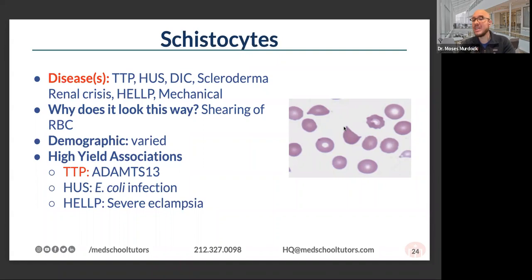HUS, the uremia should be a clue. Usually you have renal dysfunction, bad renal dysfunction, right? And there's usually an inciting event, like an E. coli infection. Perfect. So schistocytes, really remember this slide and the associated diseases.